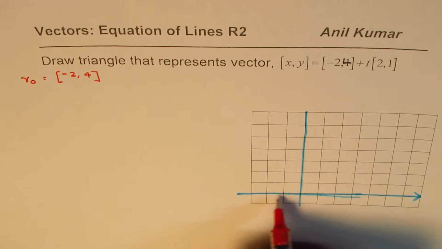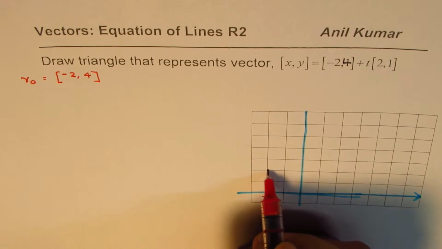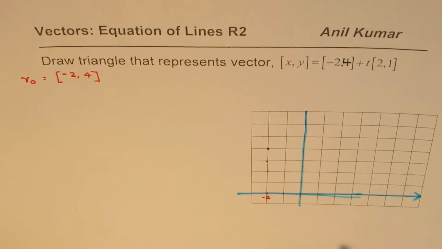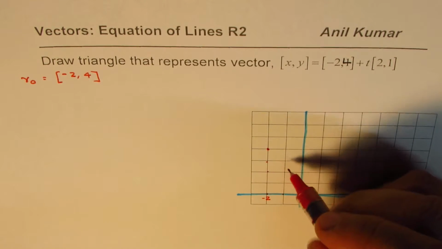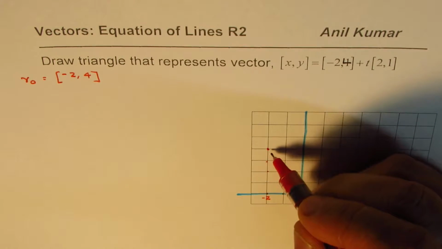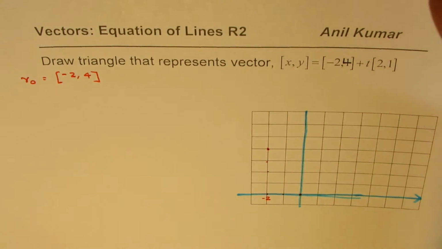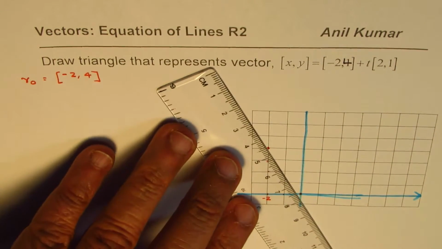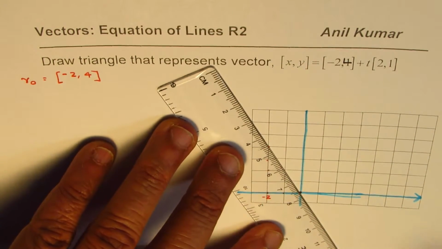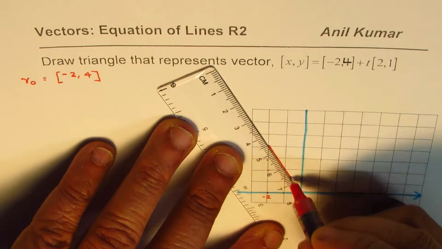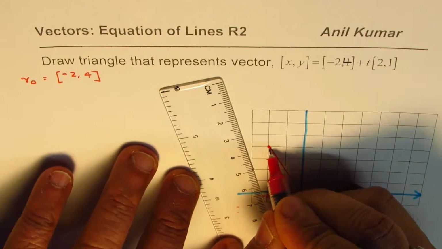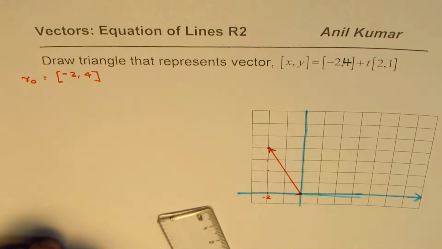So minus 2, so this is 1 unit, that is minus 2, and 1, 2, 3, 4, right? That is the position vector. So if you join with the origin, you get the position vector. So what we will do is we can take a scale and join it. Okay, so that's better. So we'll just join this. So this is the position vector which we get.